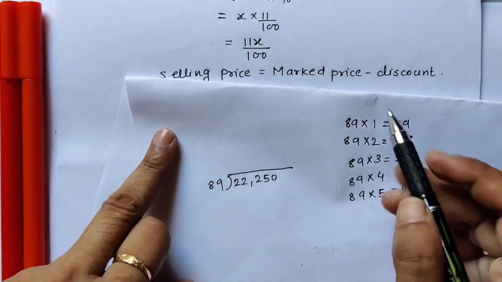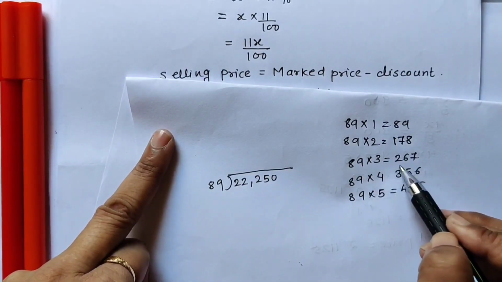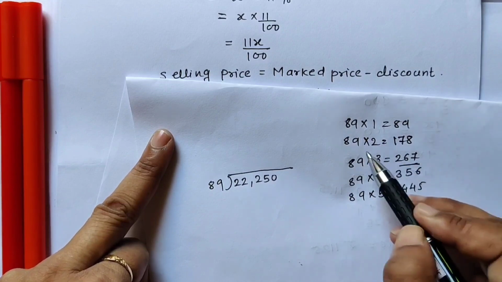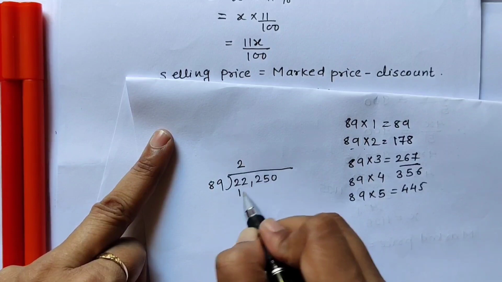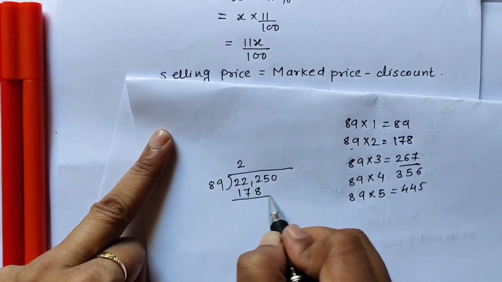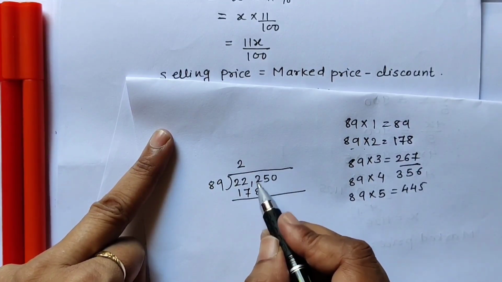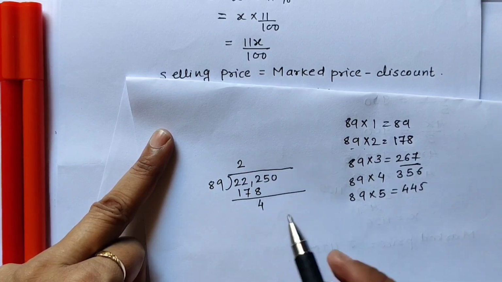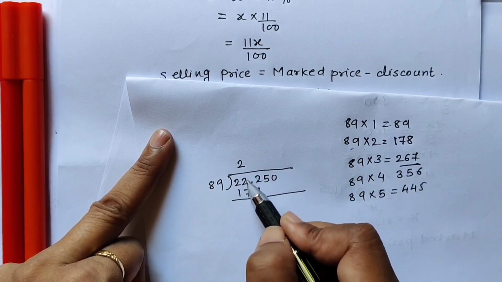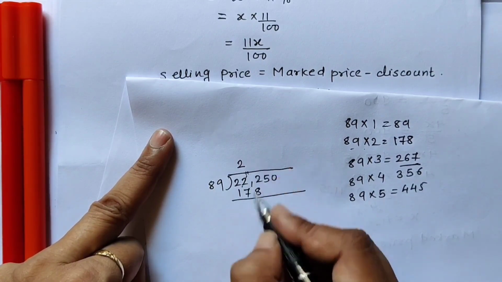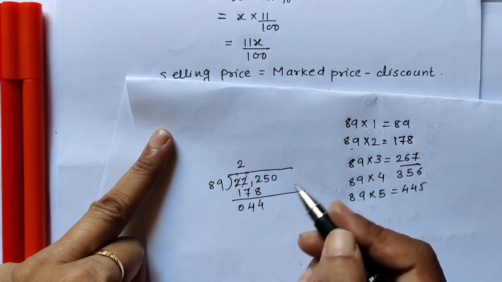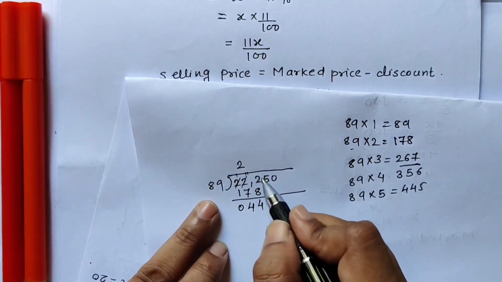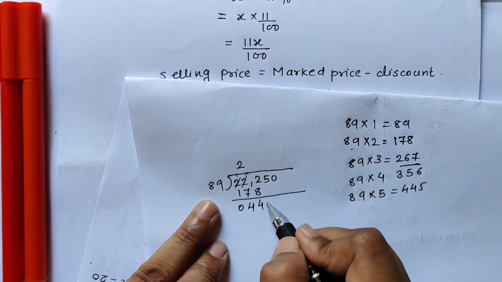Now let us divide. 89 threes is 267, so we cannot take three. We have to take 89 twos, which are 178. So 12 minus 8 is 4. Again here it becomes 11. 11 minus 7 is 4 again. This becomes 1. 1 minus 1 is 0. So 4 is remaining.